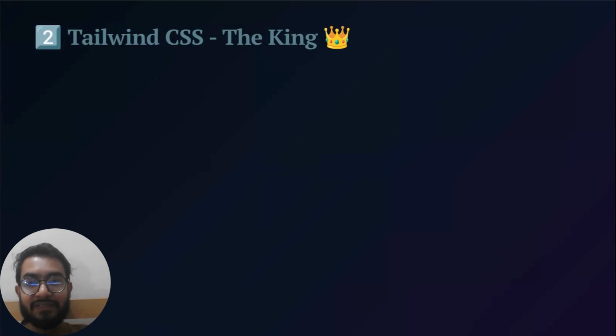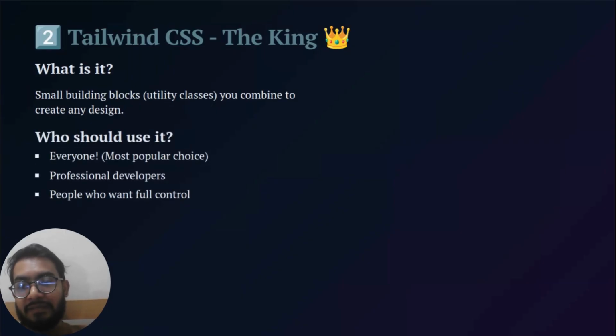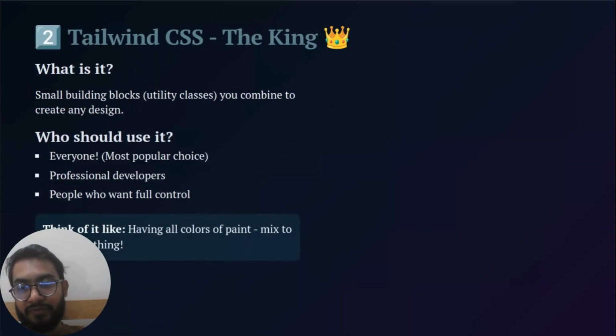And then Tailwind CSS, I think you can call it the king, and many web development projects are using Tailwind CSS. So what is it? It's small building blocks you can combine to create any design. And who should use it? I think everyone. It's the most popular choice, as I mentioned earlier, professional developers are currently using Tailwind CSS, and so are people who want full control. You can think of it like having all colors of paint and mixing them to create everything.